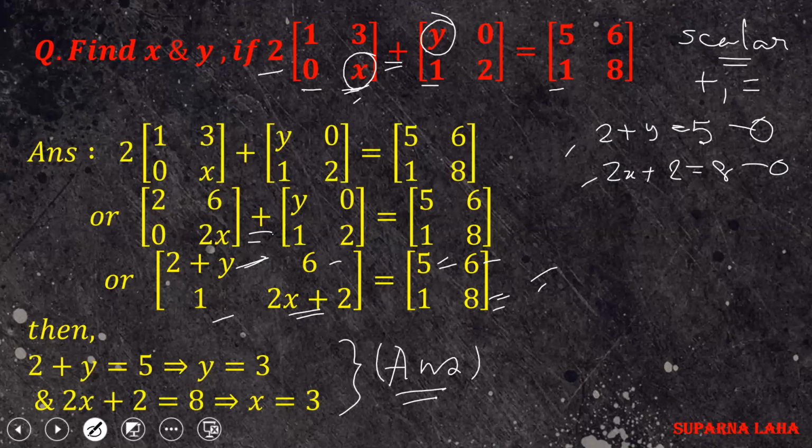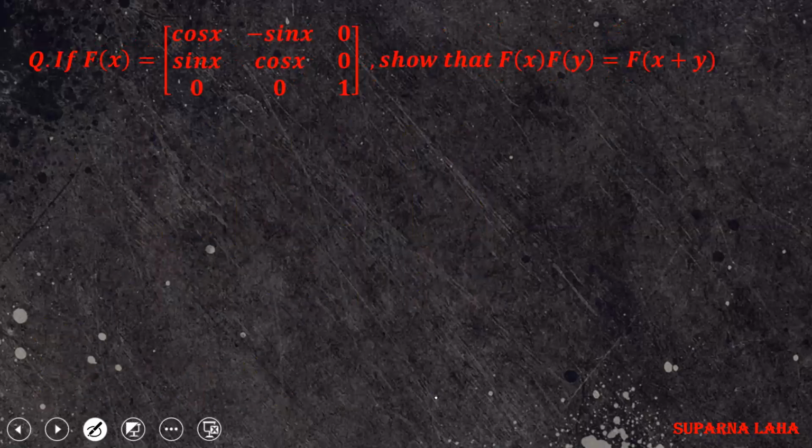So these kinds of problems are very easy to find the value of this element. So moving to the next problem. A matrix is given, a 3 cross 3 matrix. Show that f(x) into f(y) is equal to f(x plus y). A matrix is given in this form, this 3 cross 3 matrix. You need to prove this one.